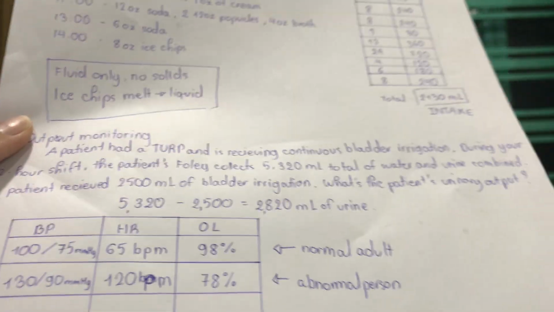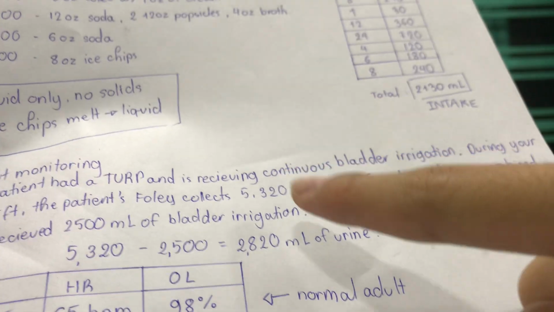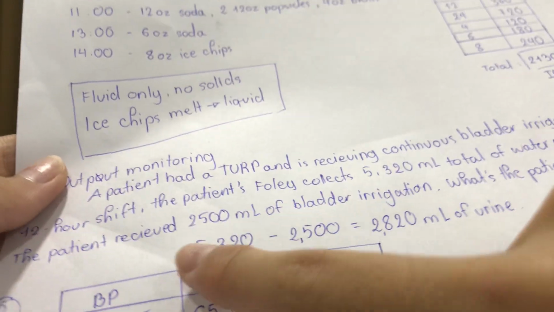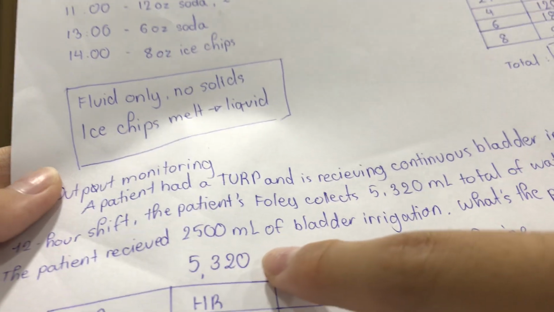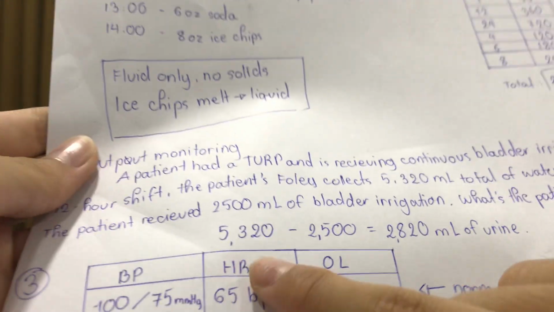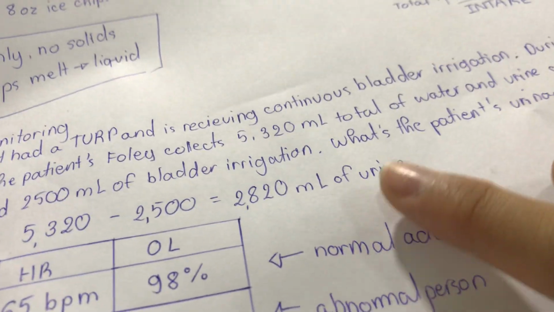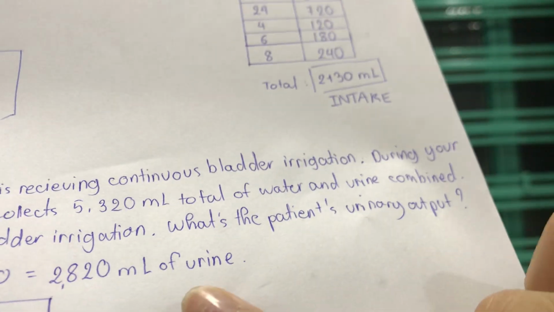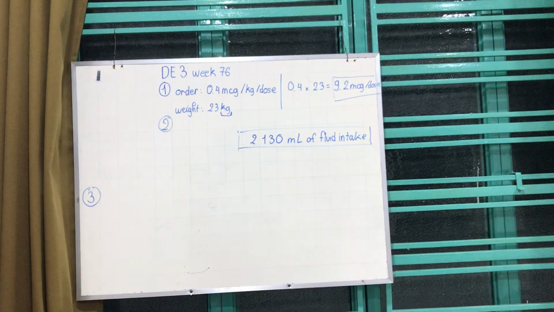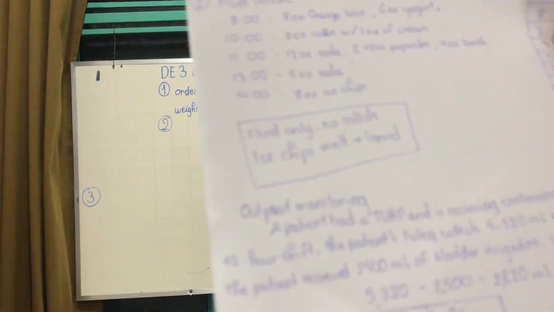So the problem is asking for the amount of urine that the patient got out. But we know that the total amount of urine and water combined is 5,320, and the patient received 2,500 milliliters of bladder irrigation, which is water, not urine. So it's very easy. We take the total amount minus the 2,500 milliliters of water, and we will have the amount of urine output, which is 2,820 milliliters of urine. So that is for problem number 2, the fluid intake and output monitoring.